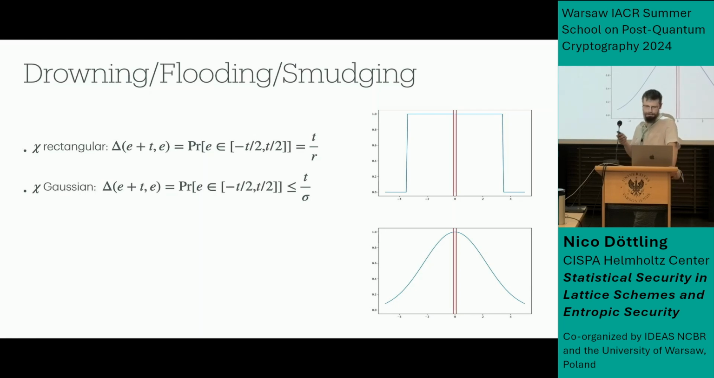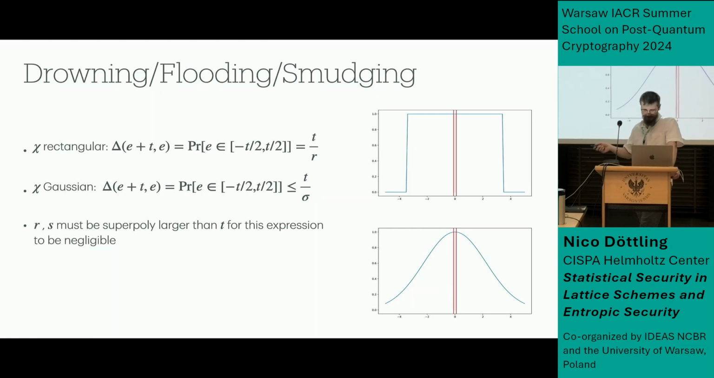Okay, but good. Now we have bounds for statistical distances of some sample e of a distribution chi and a shift of e, and it says t over r and t over sigma. And typically, we want statistical distances in crypto to be negligible, right? So for t over r to be negligible, r must be super polynomially larger than t. And the same is, of course, true for sigma.